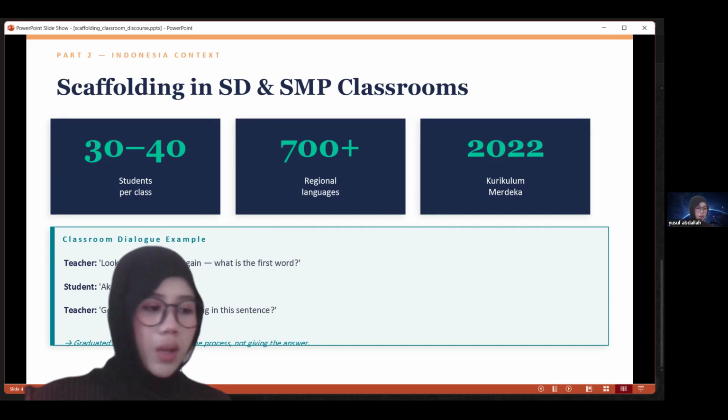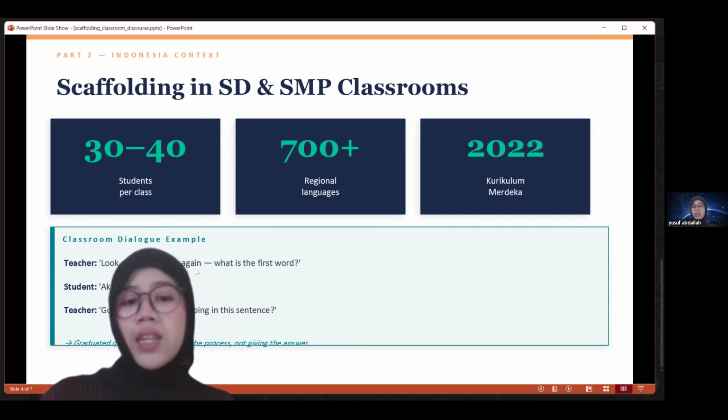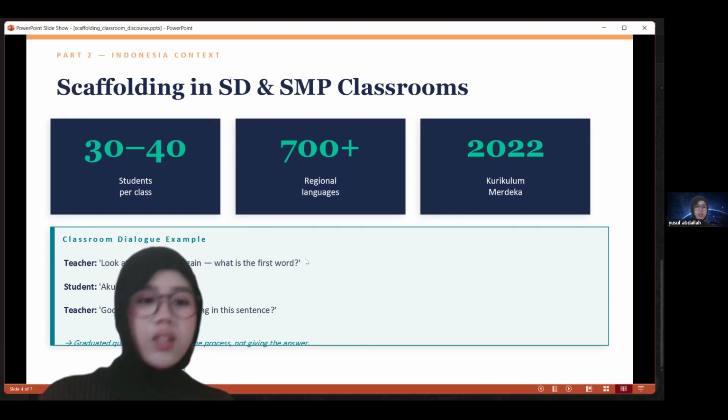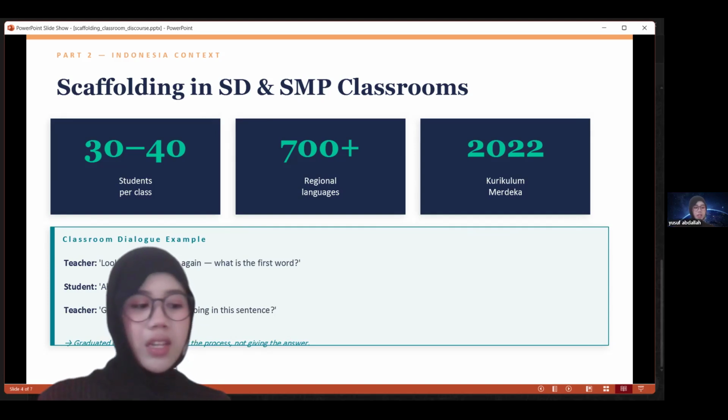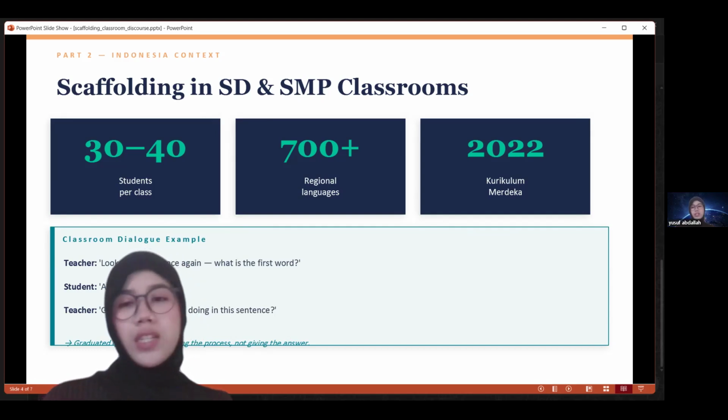So here's a quick example of what scaffolding looks like in a real grade 3 reading class. Instead of pointing to the answer, the teacher says, look at the sentence again. What is the first word? So the student says, aku, and the teacher follows up, good. And what is aku doing in this sentence? So that's it. No answer given, just graduated questioning, guiding the students through the process rather than handing them the destination.